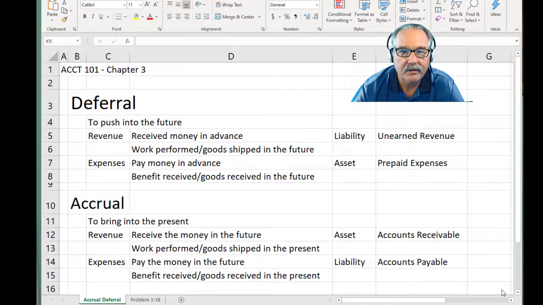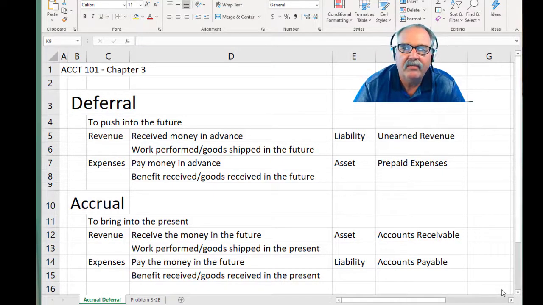On the liability side is where we're going to pay in the future. We contract with somebody. We say, hey, computer programmer, we need you to come in and program our computers, send us a bill, and we'll pay it.